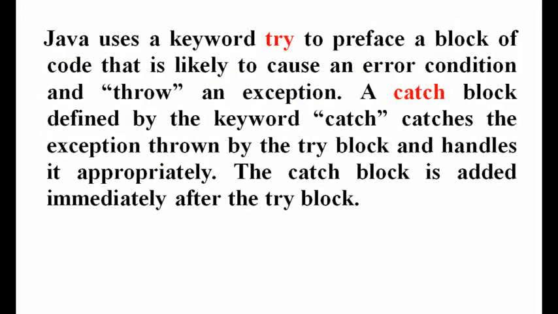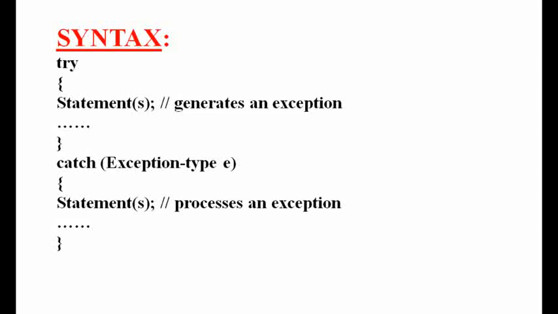Java uses a keyword try to preface a block of code that is likely to cause an error condition and throw an exception. A catch block defined by the keyword catch catches the exception thrown by the try block and handles it appropriately. The catch block is added immediately after the try block. So here is the syntax of the try-catch block.